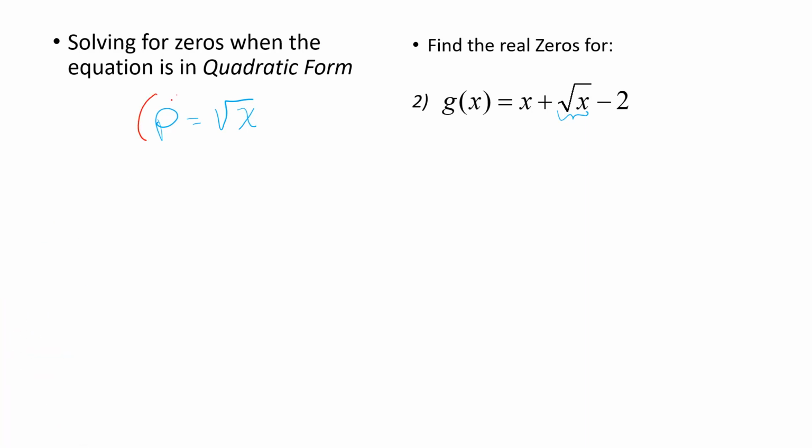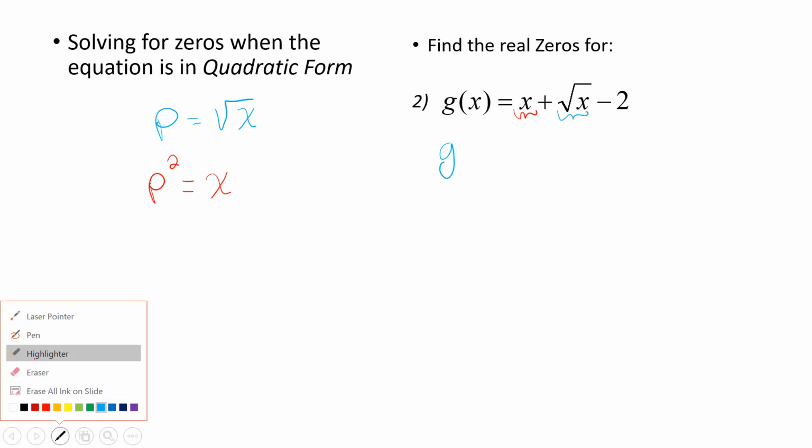If I square both sides, this side over here becomes p squared, and the square and the square root are opposite functions, so we get an x over here. So notice that we do have an x in this function, and that x can actually become p squared. And then your p can become that square root of x. What that makes for us is g of x, which is going to be replaced by 0 since we're finding a 0.